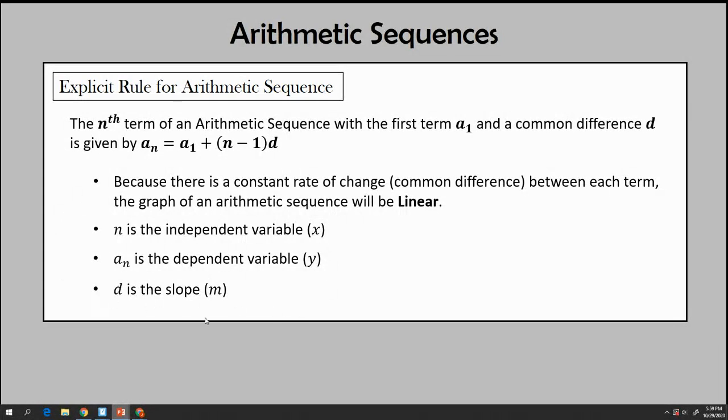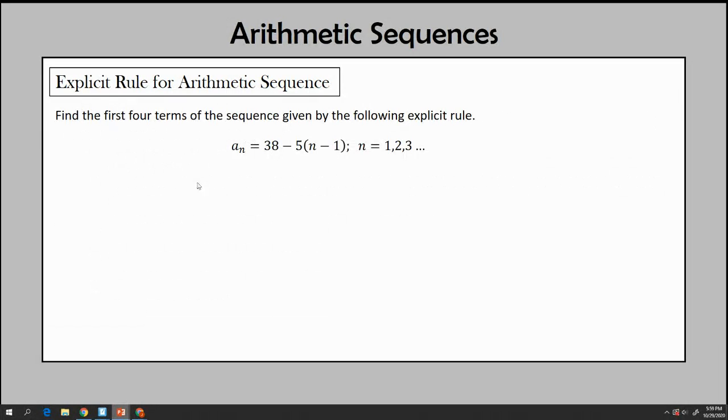All right. Now, this stuff we're going to do more with tomorrow. I'm just kind of getting it out there right now. But you're going to work with this formula today. Okay. So let me show you. So let's say they give us this explicit rule: a sub n is equal to 38 minus 5 times n minus 1. And they're asking us to use this rule to find the first 4 terms of the sequence.